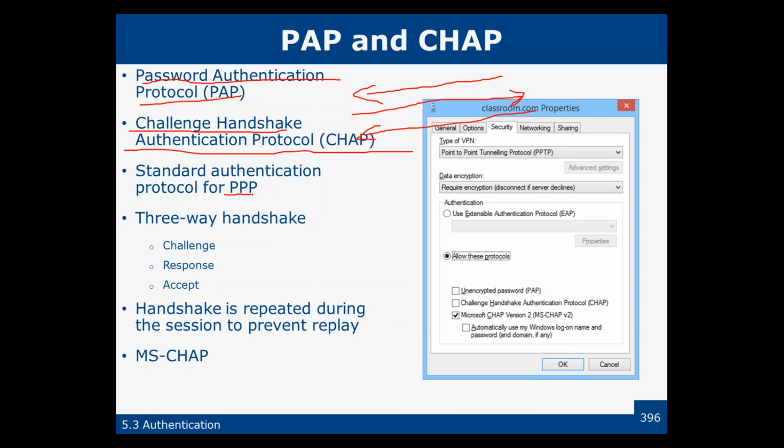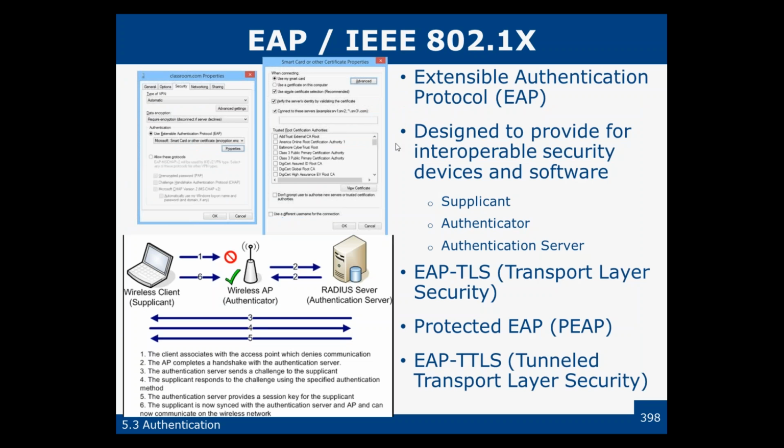It's the standard authentication for PPP, and the three-way handshake was the challenge, the response, and the accept. The challenge sends a challenge message. The response is the hashed password, and then it accepts us, and then it sends challenges occasionally. The handshake is repeated during a session so that we don't have replay. And Microsoft has its own version of CHAP, which is used in some of their next one, extensible authentication protocols.